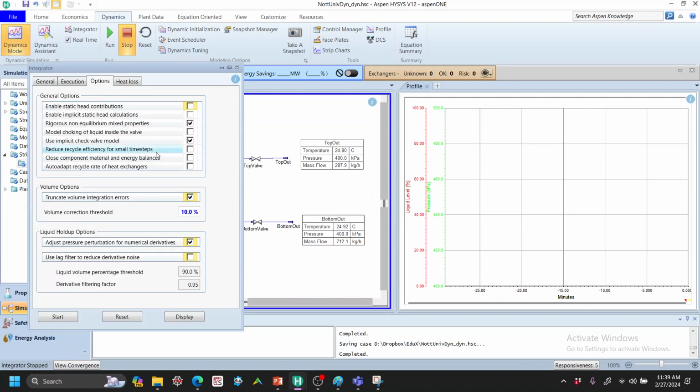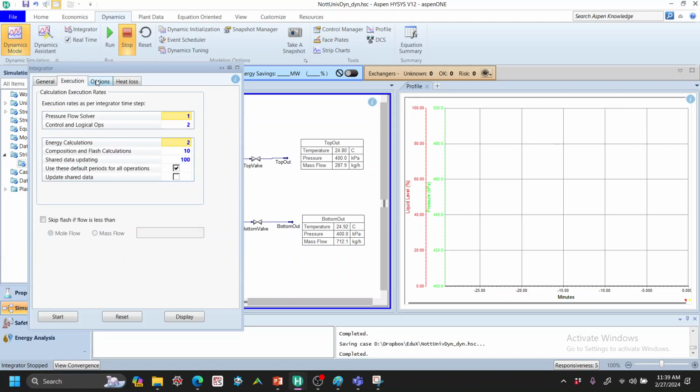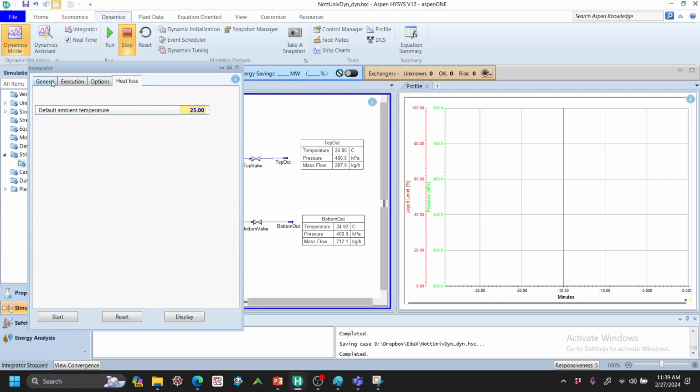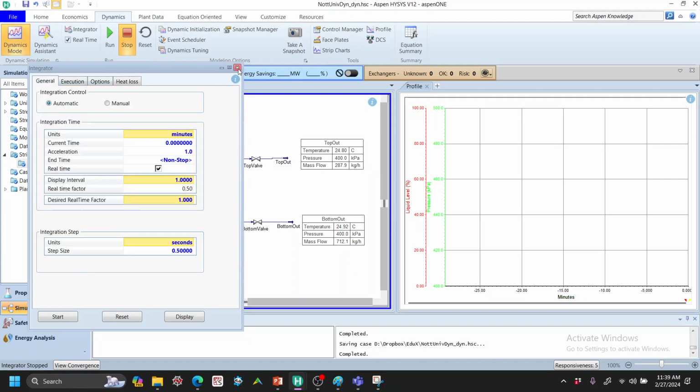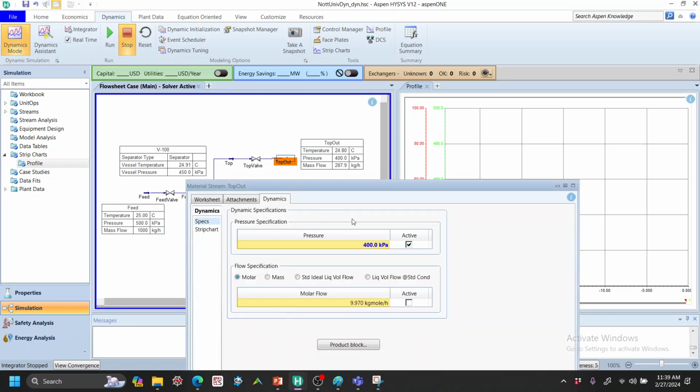1 second. Where's that stuff here? Well, this should be like an option.